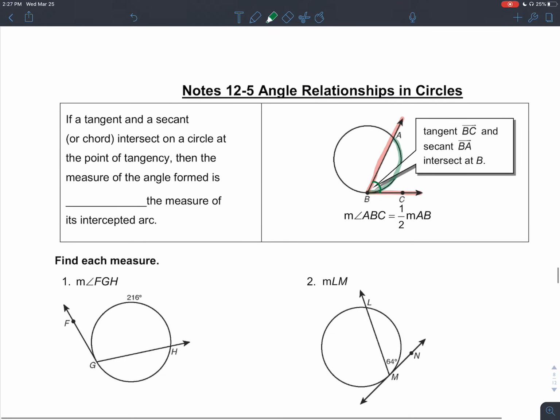Okay, so we are going to say if a tangent and a secant, or chord, intersect on a circle at the point of tangency, then the measure of the angle formed is half the measure of its intercepted arc.